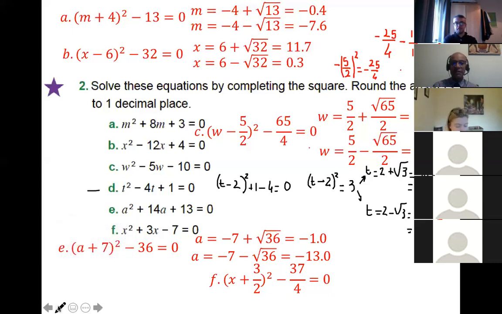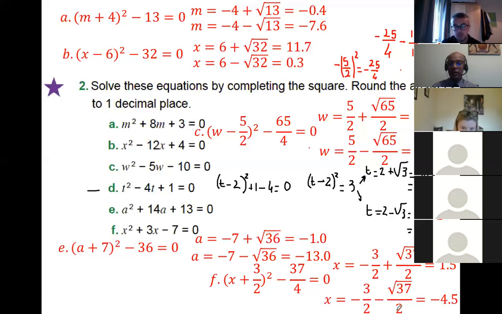Okay. So once you've got that, negative 37 over 4 goes on the other side, plus 37 over 4, and you've got your negative 3 over 2 plus root 37 and minus root 37 divided by 2. And the final answer should be, once you round it, 1.5, and the other one, negative 4.5.